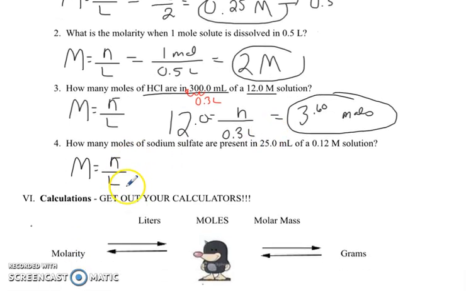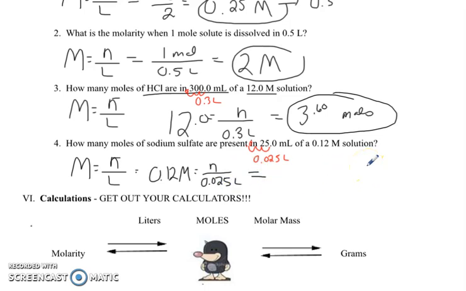Number 4: how many moles of sodium sulfate are present in 25 milliliters of a 0.12 molar solution? So we've got to convert milliliters to liters. Move your decimal 3 places, dividing by 1,000, to get 0.025 liters. It's 0.12 molar. So I'm saying that 0.12 molar is equal to N, my number of moles, over 0.025 liters. So we're isolating and solving for N.